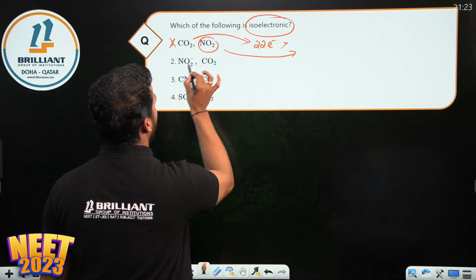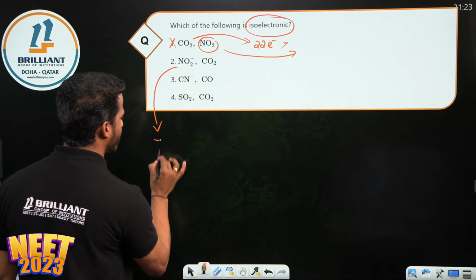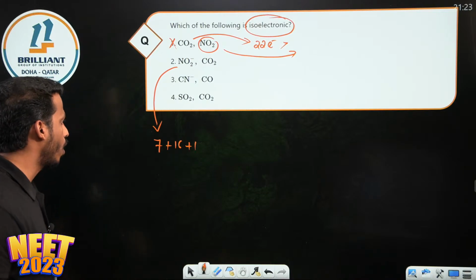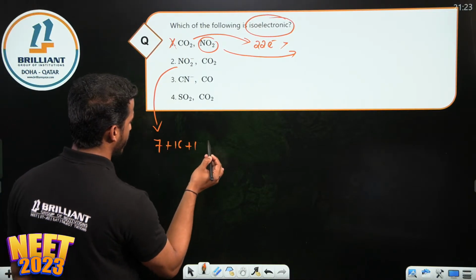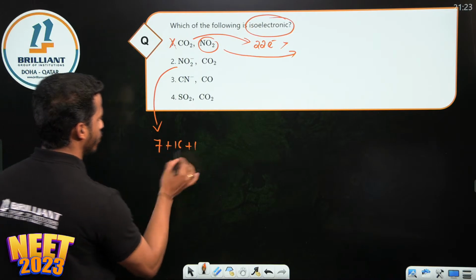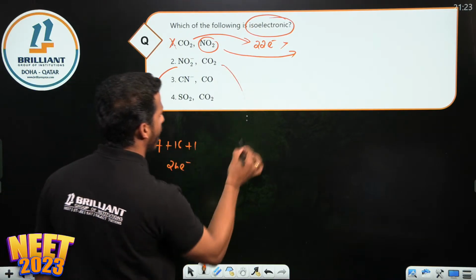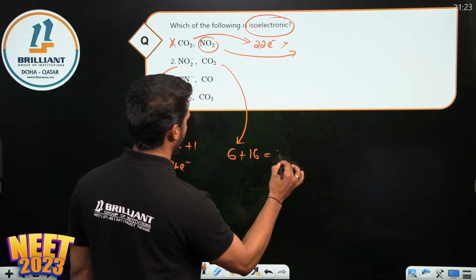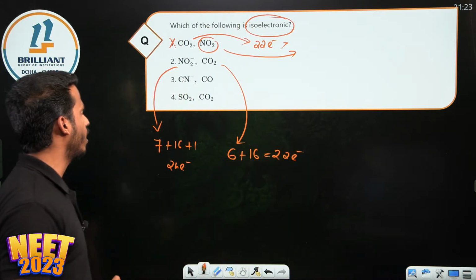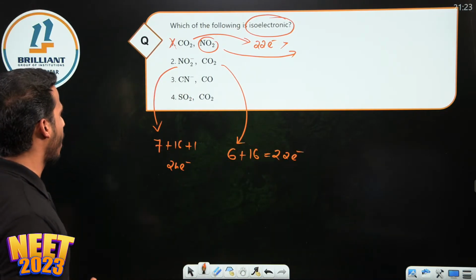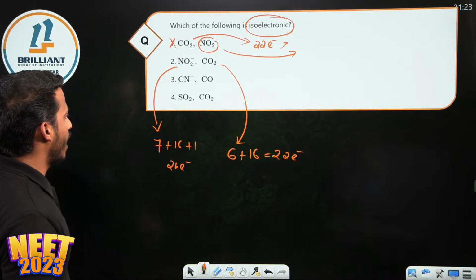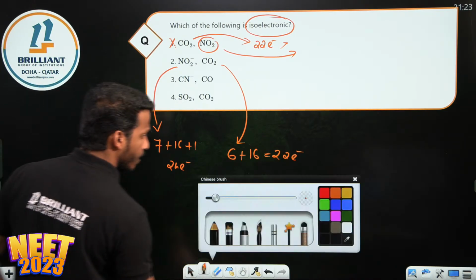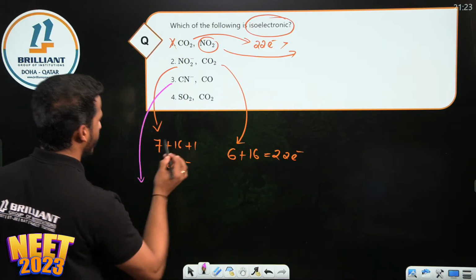What about this system? NO2 minus, dear all, NO2 minus, nitrogen 7 electrons, 2 oxygen 16 electrons plus 1. Right, dear all? So 17 plus 7, so it's having 24 electrons. What about carbon dioxide? Carbon 6 electrons and O2 16 electrons. So that is 22 electrons. Are they isoelectronic? No. So what is the option, dear all? What can be the option? Is it option 3? Check it, all of you. Easy one. Is it option 3?